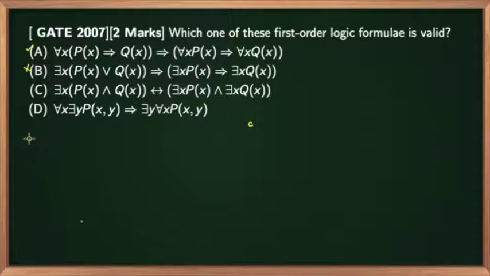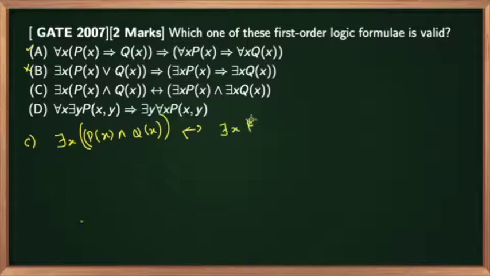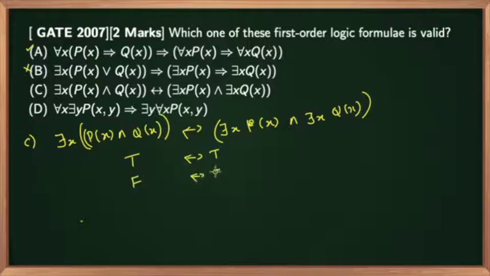Now, let's see choice C. We have: there exists x, P of x and Q of x, by implication, there exists an x P of x and there exists an x Q of x. So remember, we have a bi-implication here. That means if the left hand side is true, the right hand side also should be true. If the left hand side is false, the right hand side also should be false.